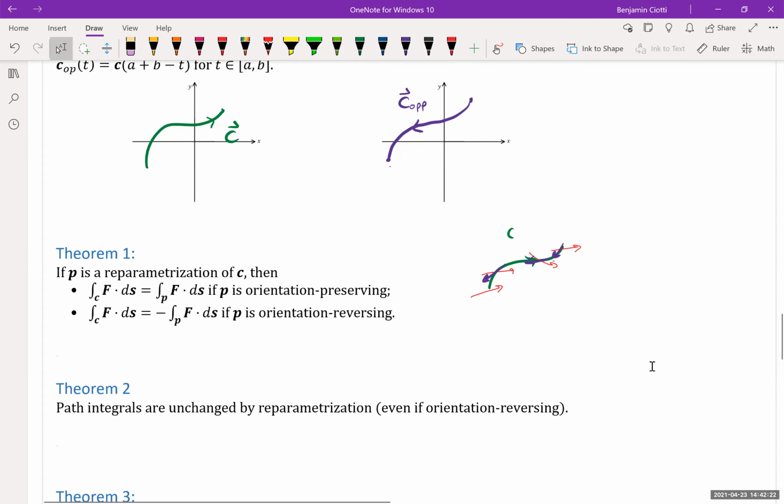I could prove all of these, by the way. I don't have time to, but you can see some of the proofs in the book, or I can show them to you in office hours. They all basically come down to the chain rule and the change of variables formula.